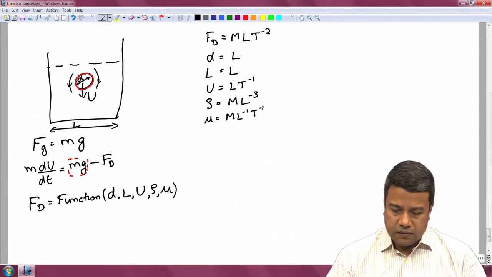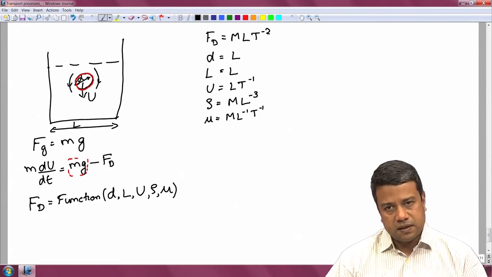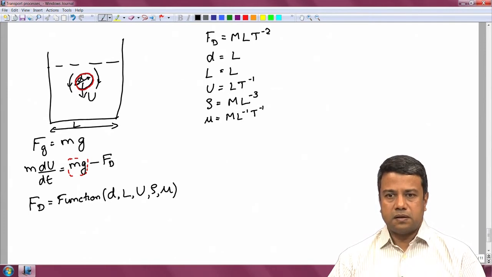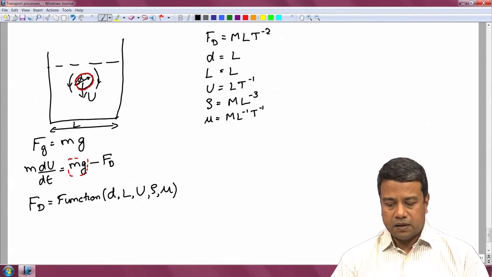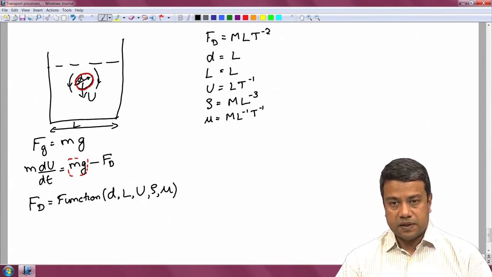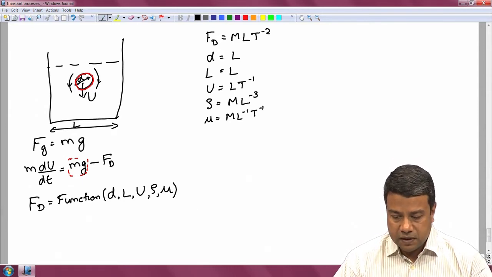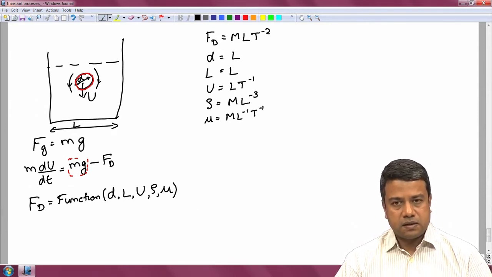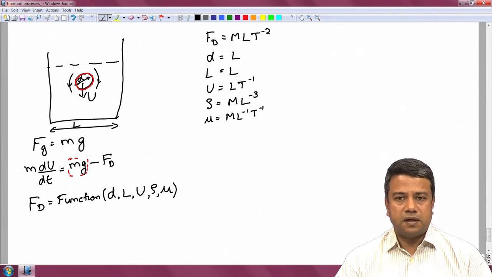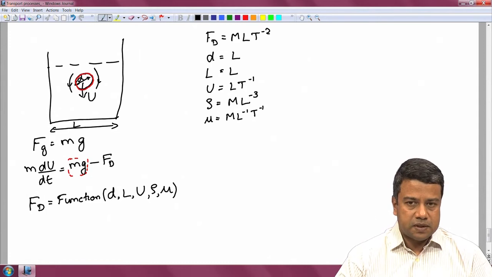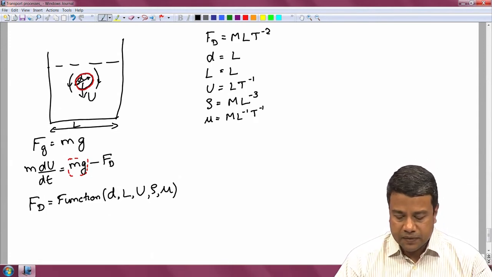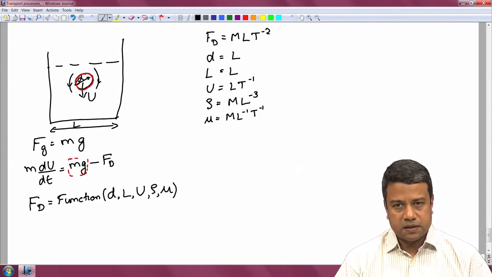So, I have 1, 2, 3, 4, 5, 6 dimensional variables, and how many dimensions are there between all of these? There is a total of 3 dimensions, mass, length and time. And therefore, I should be able to get a total of 3 dimensionless groups from 6 dimensional variables and 3 dimensions.